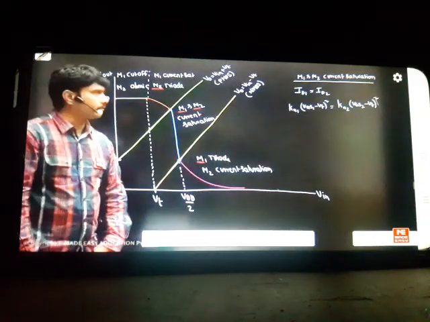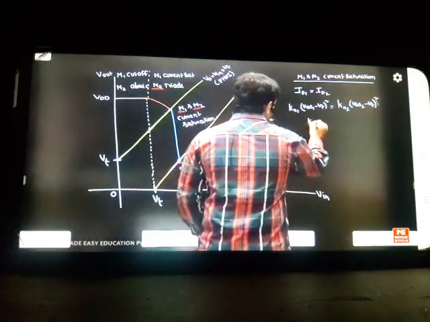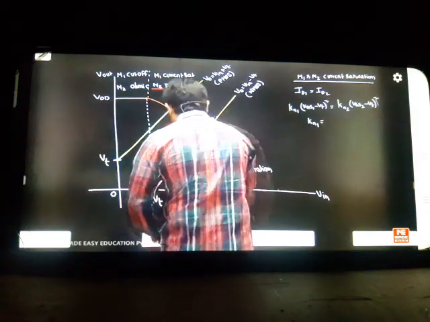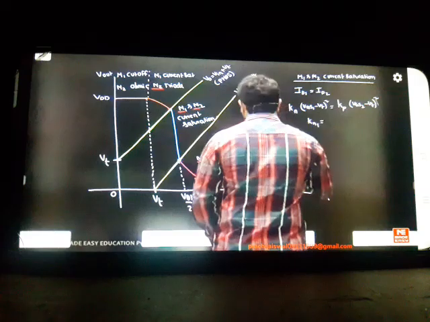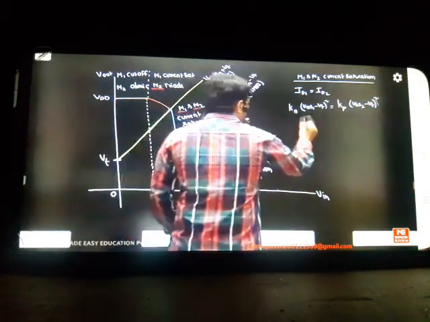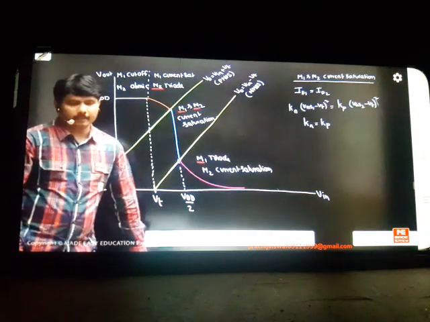When M1 and M2 are in current saturation, I have to prove that exactly my input should be at VDD by 2. Then what I can do is design in such a manner. This is not Kn1, Kn2, sorry for this. This is Kn, this is Kp actually. So now your job in the class is that your Kn should be equal to Kp, you have to design. That's the first condition. Okay? Kn should be equal to Kp.